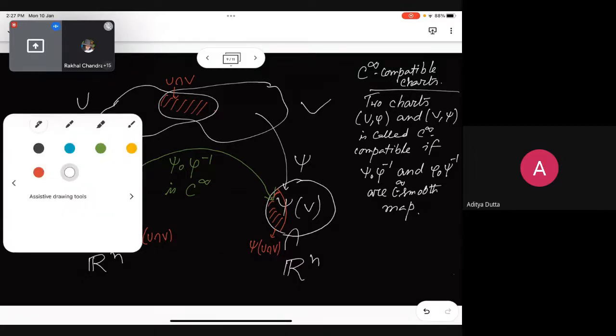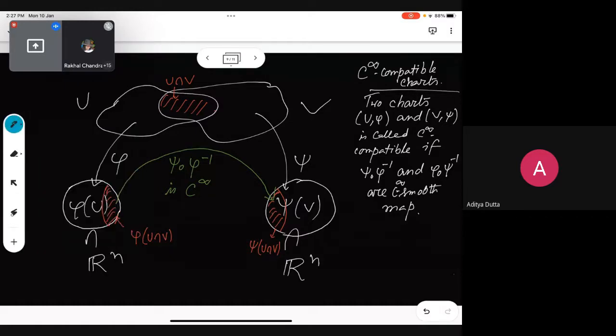So instead of just looking at this map, we need to consider this map also, the inverse of it. I'll give an example where this one happens, the other might not happen. So what is this? This is phi compose psi inverse. So both of them must be C infinity smooth. All right.